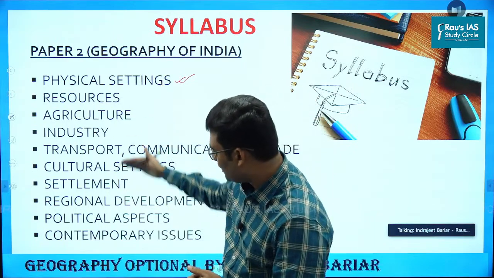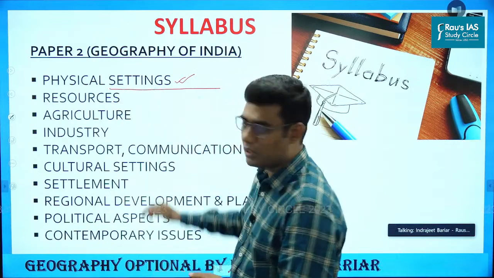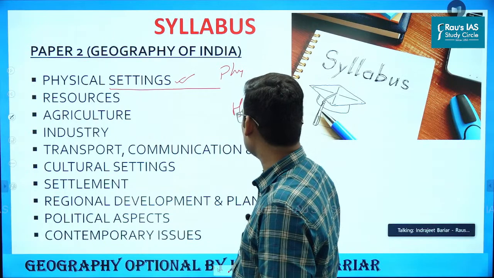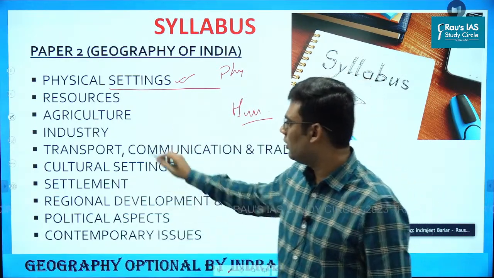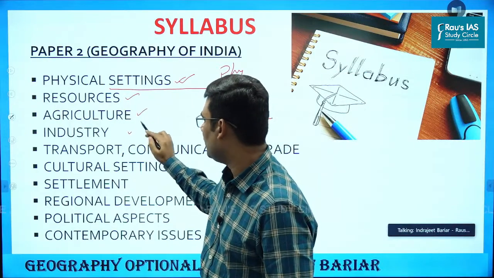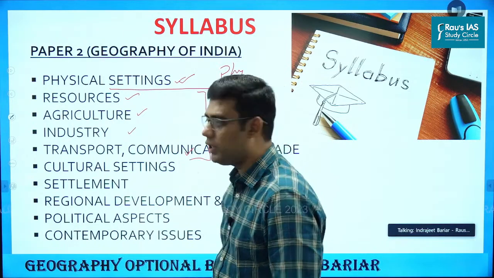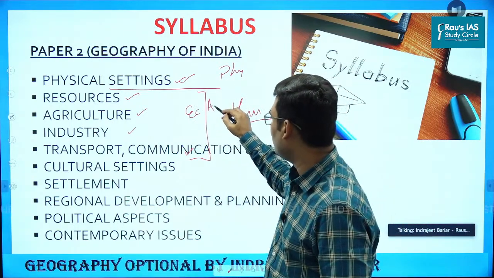From here, the rest of the part is human geography. So here the division lies: the physical geography, the human geography. The extension is pretty much similar. What is there in paper 1? You talk about resources, agriculture, industry, transport, communication and trade. Up to here is all about economic activities.